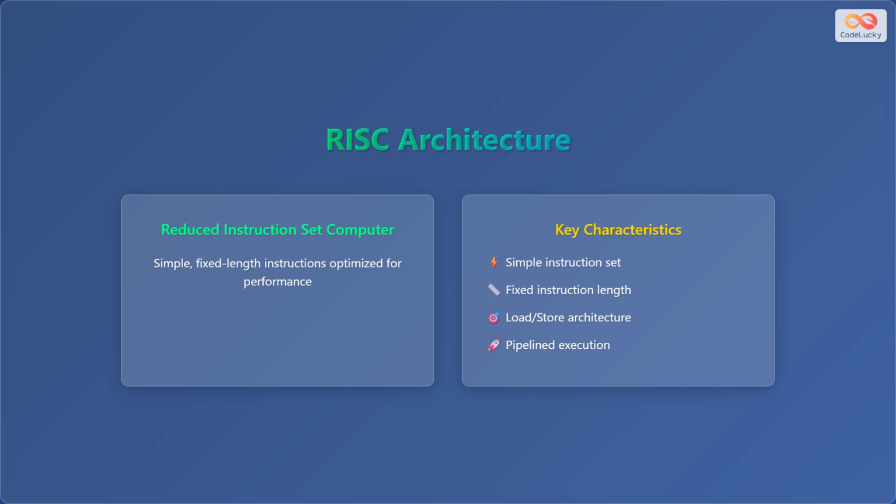Let's begin by understanding the reduced instruction set computer, RISC, architecture. RISC is characterized by its simple, fixed-length instructions that are optimized for high performance. Now, let's look at some of the key characteristics of RISC architecture. First, it has a simple instruction set. Second, it uses fixed instruction length, meaning all instructions have the same size.